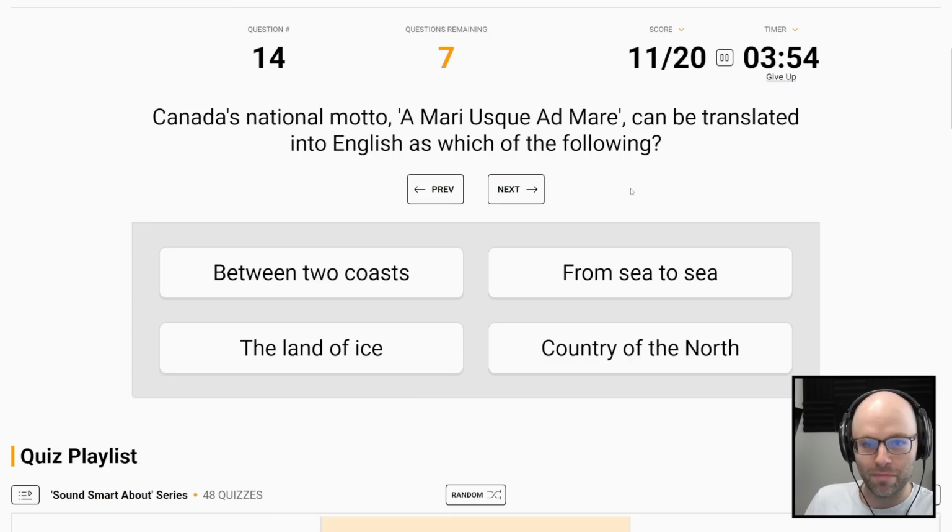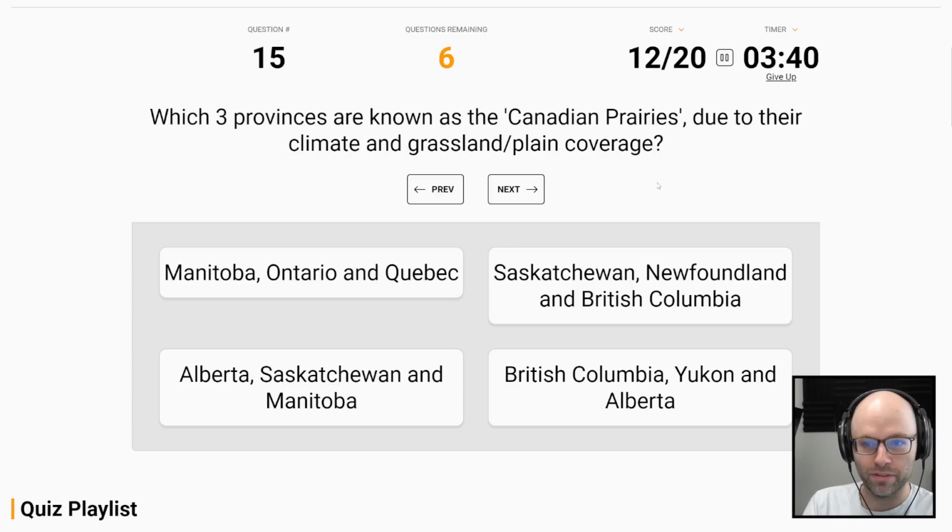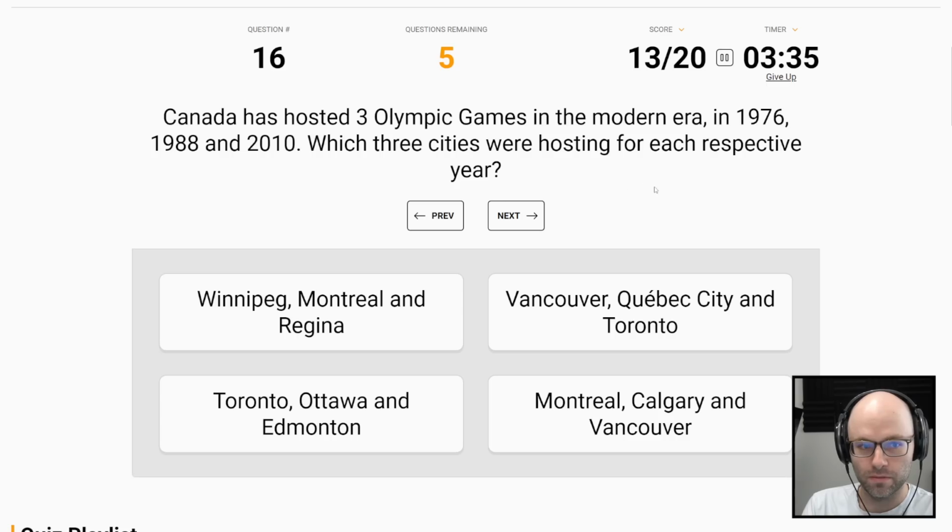Canada's national motto, A Mari Usque ad Mare, can be translated into English as which of the following? Mare oftentimes means seafood, or the sea. So I'm going to say from sea to sea. Which 3 provinces are known as the prairies? It's Alberta, Saskatchewan, Manitoba. Yeah, the prairies. You know, the breadbasket of Canada. Also, one of the prairies has the most polar bears per capita of any place on the whole continent, apparently. That's where we grow all our wheat. Yeah, and the summers, oh, they're so hot. By the way, there's lots of polar bears. Make it make sense, Churchill, Manitoba.